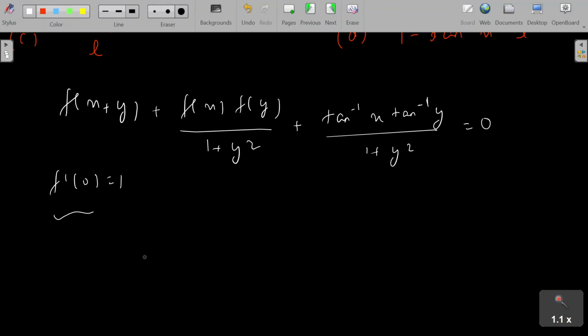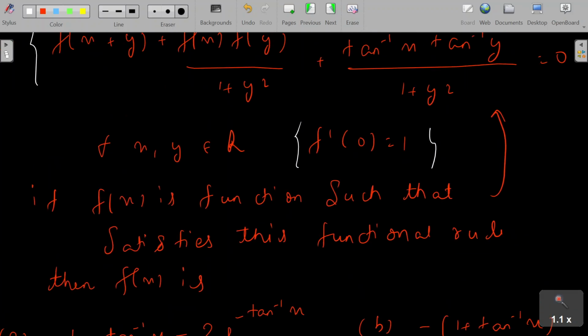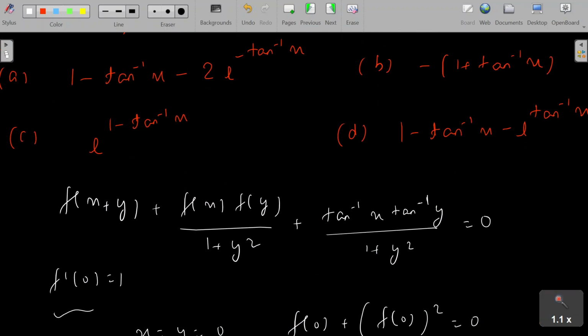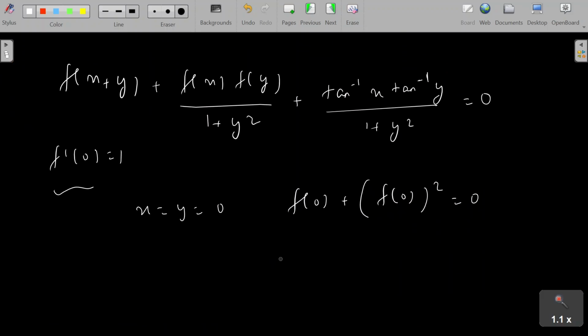So first observation is clearly you can substitute x equals to y equals to 0. So what you got is f of 0 plus f of 0 square plus tan inverse 0 is equal to 0. Okay, so here we got f0 two values, right? f0 is either 0 or -1.